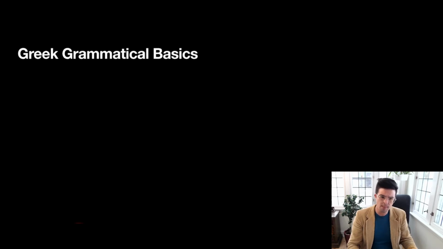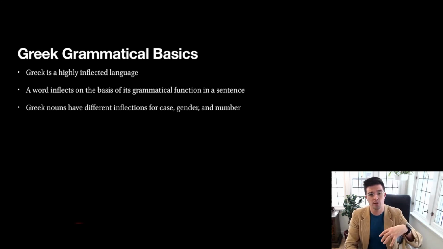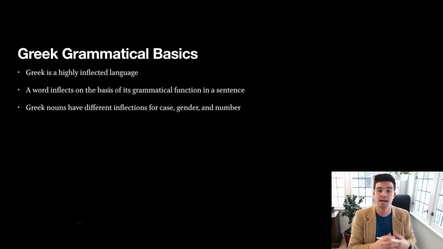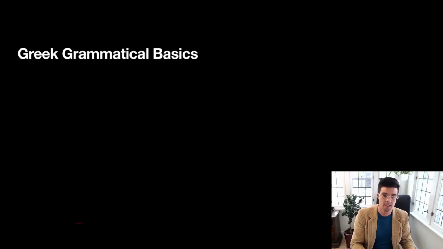And so to move from our English grammatical basics to our Greek grammatical basics, because Greek is a highly inflected language, broken record, a word inflects on the basis of its grammatical function in a sentence. So Greek nouns have different inflections or different forms for their case, their gender, and their number. So in different cases, genders, and numbers, words are going to look different. And so what we're going to look at here is what these words mean: case, gender, and number.